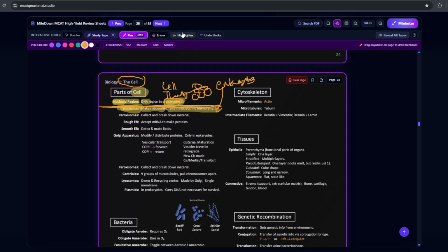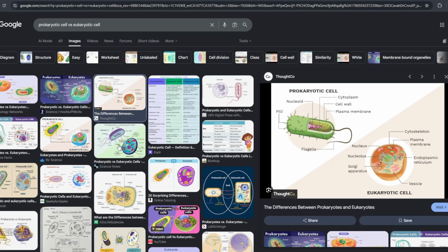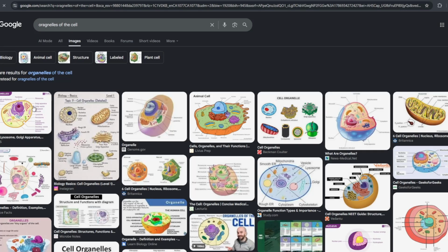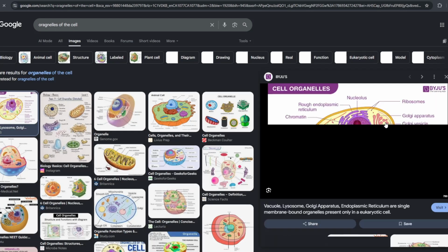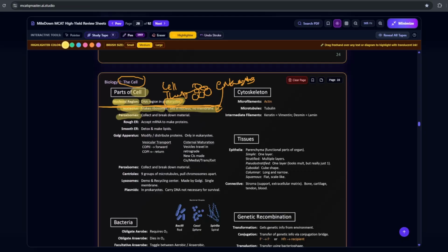Peroxisomes collect and break down material. If you look at the diagram, I don't know why the peroxisomes aren't here, but if you don't know, they're called organelles of the cells. So just type that in, and you should get a diagram of cell organelles like this. Oh, my computer's slow. That shows you peroxisome should be on here. Peroxisome. So they collect and break down material.